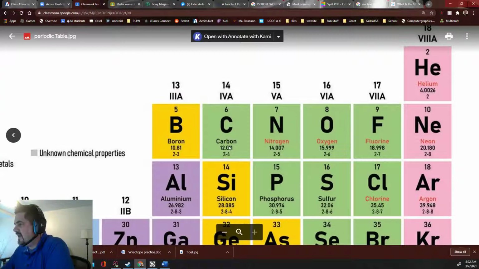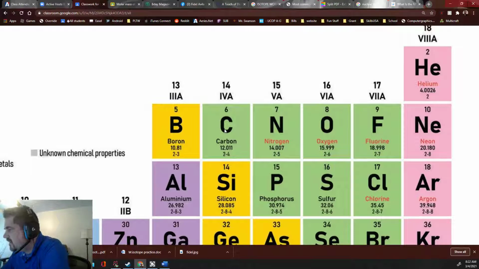Let's look at the atomic mass of carbon. So here's carbon. What's the atomic mass? 12.011? How is that? The funny thing is the atomic mass is how many protons and neutrons it has, so it should be a whole number. Why is it not? Why is there a fraction here?